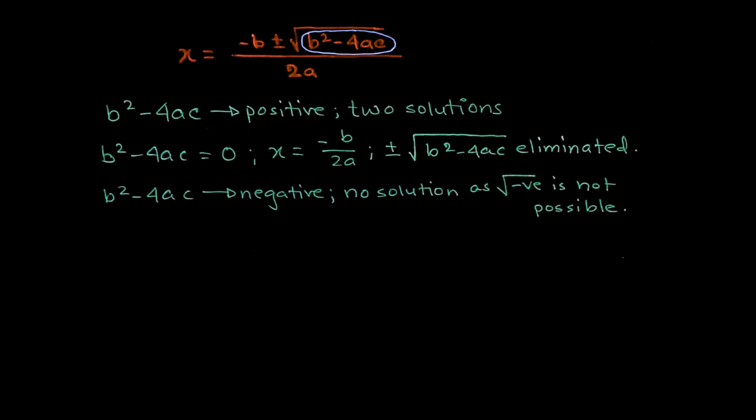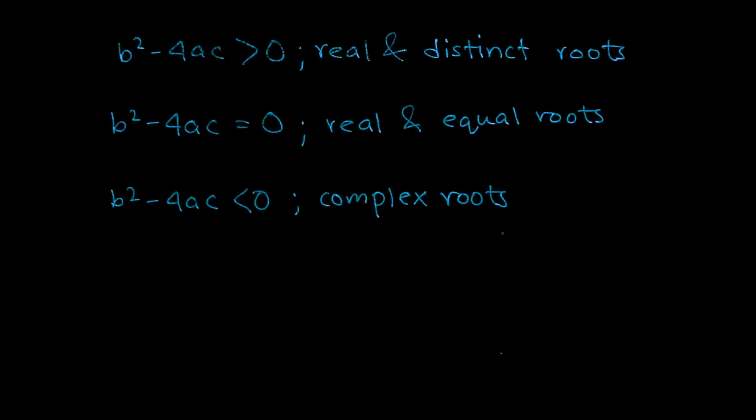Now, if b square minus 4ac is negative, the result of the equation will be complex since there is a negative value inside the root. Thus, we can say that if b square minus 4ac is greater than 0, the roots are real and distinct. If b square minus 4ac is equal to 0, the roots are real and equal. And if b square minus 4ac is less than 0, the roots are complex.